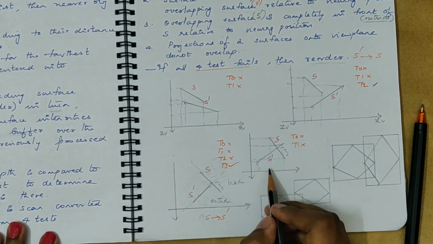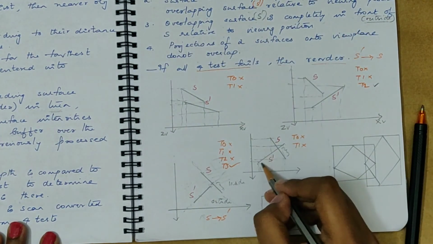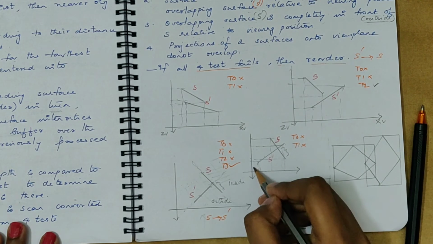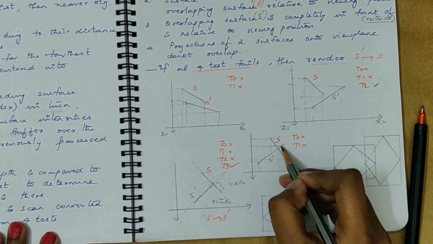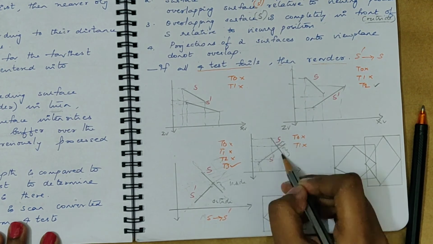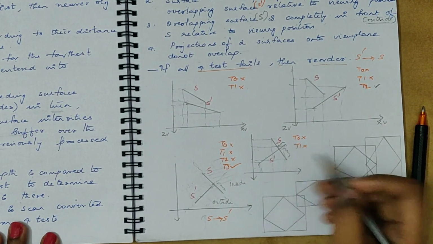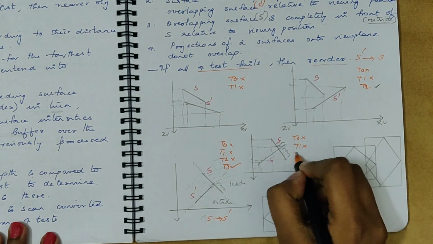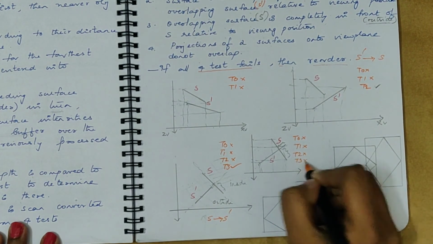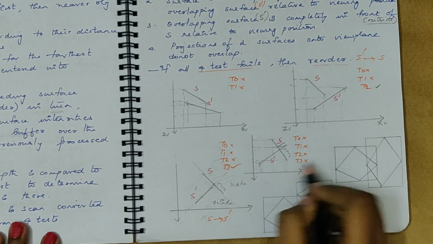Similarly, the third test says the overlapping surface is completely outside. So this S dash should be completely outside S. Here you can see that this portion is not outside. All this portion is outside S, but this portion is inside S. It is not completely outside. So this has failed test 2 as well as test 3. So including test 0, till test 3 it has failed.